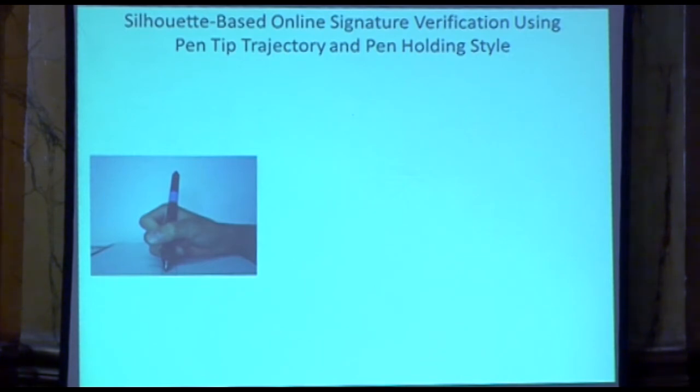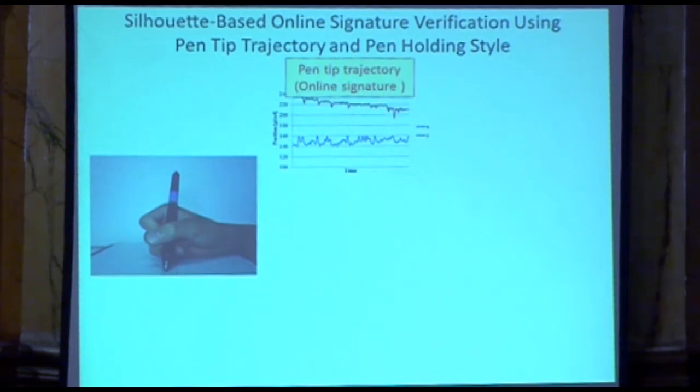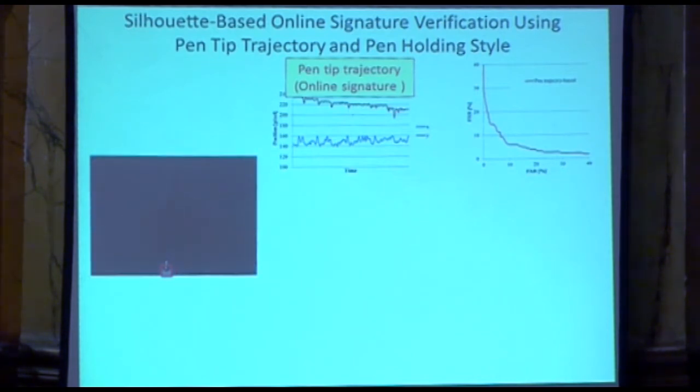So in my studies, I would like to authenticate a person using the motion of writing signatures. A common method to authenticate using writing is using the pen tip trajectory. This is called online signature. And we know online signature is useful information for person authentication. But in this method, we only use the pen tip trajectory. This means that we don't use any other information. So we only use this information for authentication.